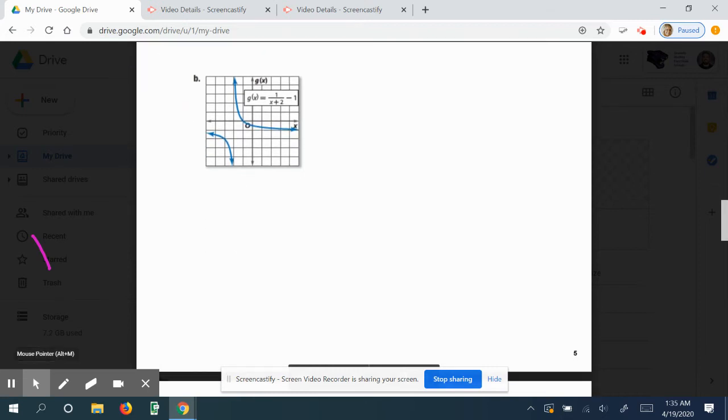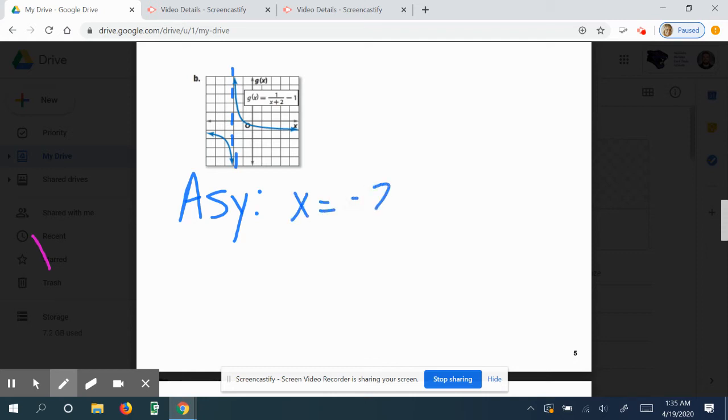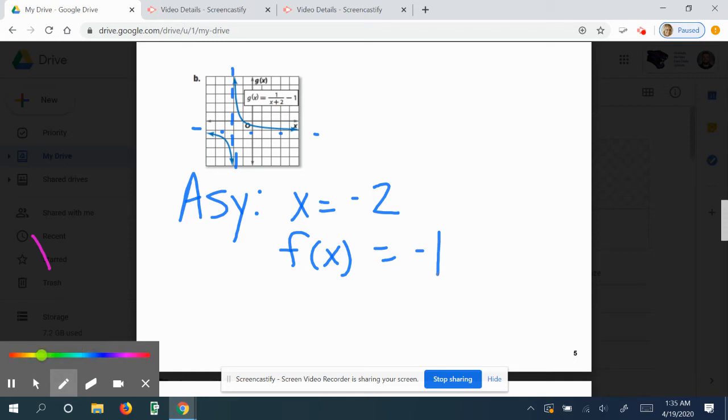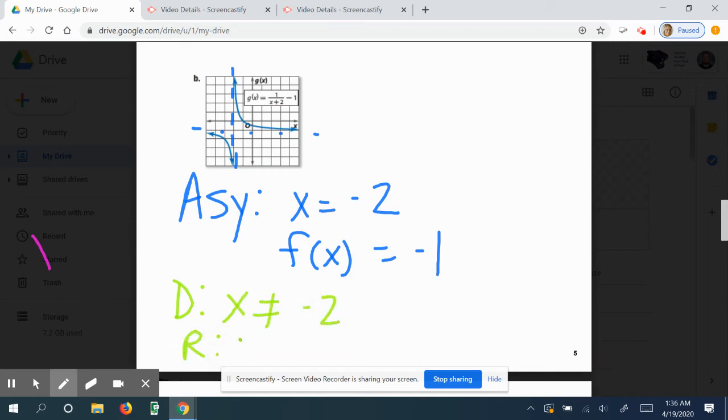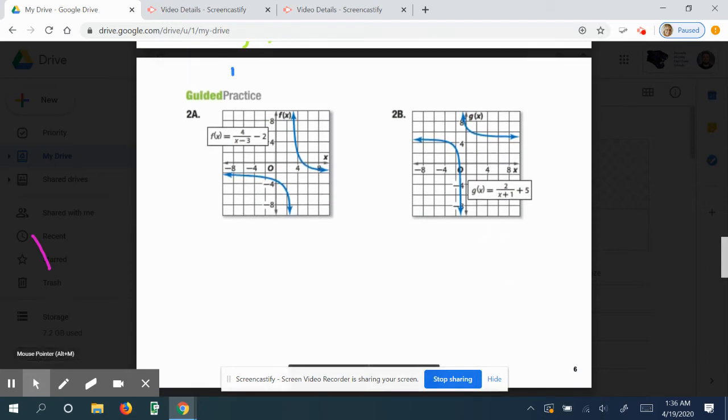All right. Now, letter B, same thing. Asymptotes, okay? And it looks like I have a straight up and down line through -2. So my asymptote for x is -2, and f of x is, and this way it's going to be -1, right? And so then I say my domain is x cannot equal -2, and my range is y cannot equal -1. All right, hopefully that was a little bit easier, and hopefully it's super easy for these guided practice problems that you have now.